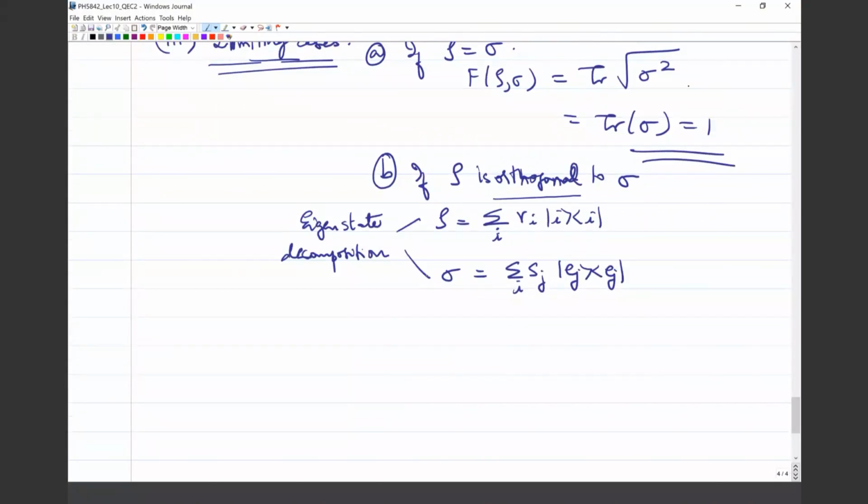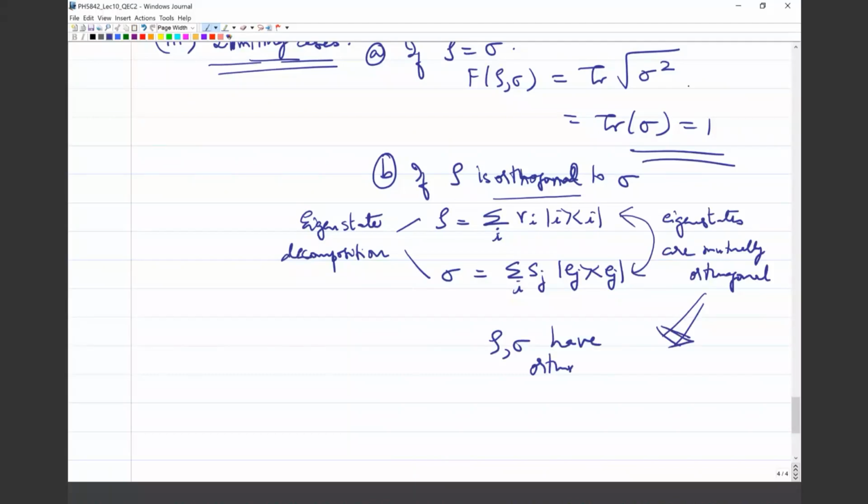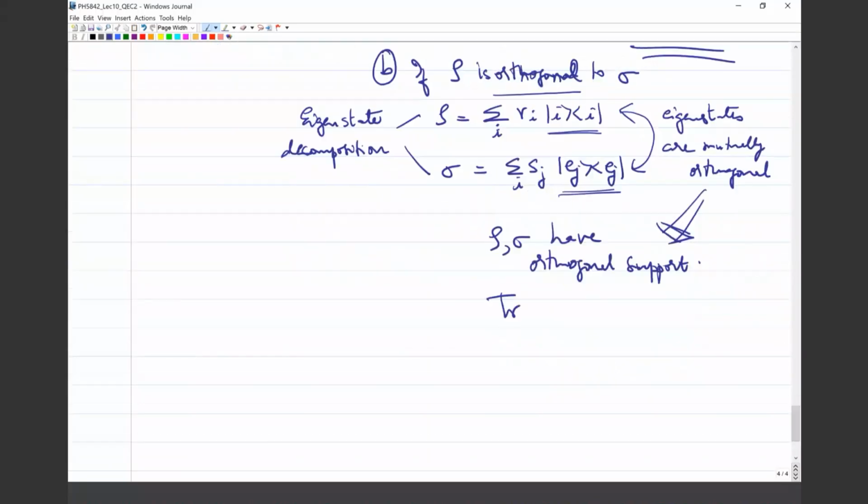What does it mean to say that rho is orthogonal to sigma? It means that these eigenstates are mutually orthogonal. Another way of saying it is that rho and sigma have orthogonal support. They do not have support on the same parts of your Hilbert space, right? So this is the set of states on which rho has support, and this is the set of states on which sigma has support, and those two must be mutually orthogonal, right? They have orthogonal support.